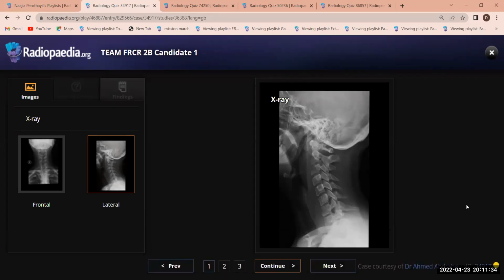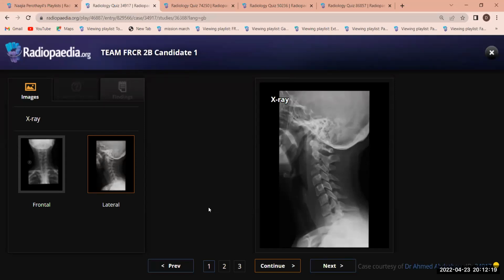I'm looking at the facet joints. At the level of C2, 3, 4, 5, 6, 7, between C6 and C7, there is a subtle step. That could be a facet joint injury. There is no history of trauma. Then I'm concerned about the soft tissue thickening, and I didn't see anything else. The calvaria bones of the skull look unremarkable.